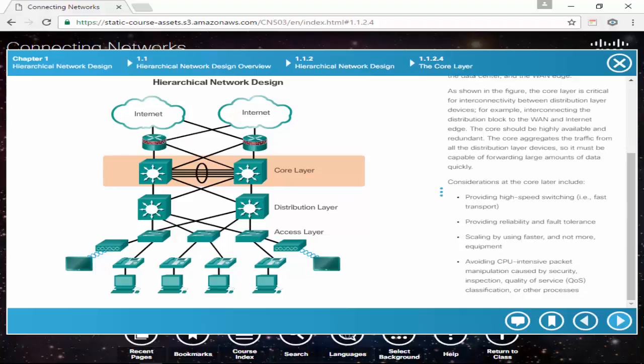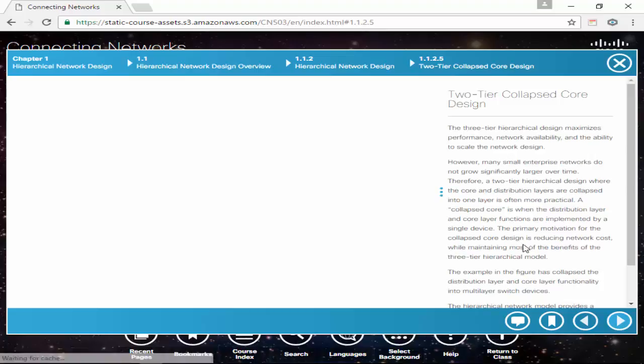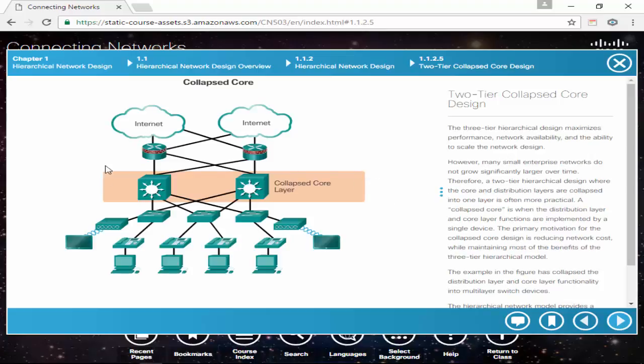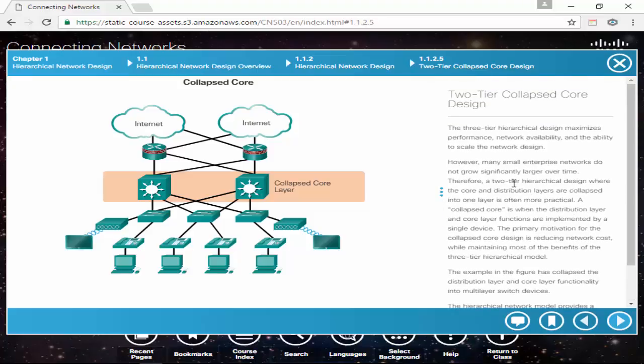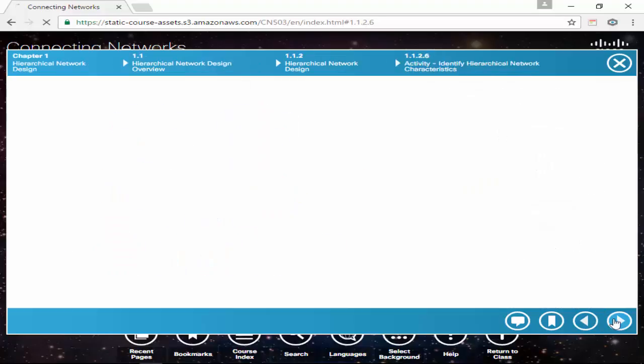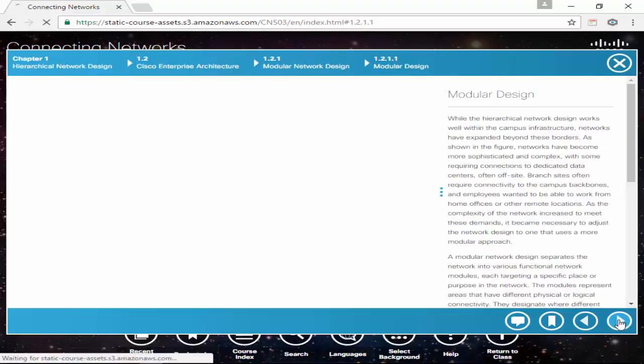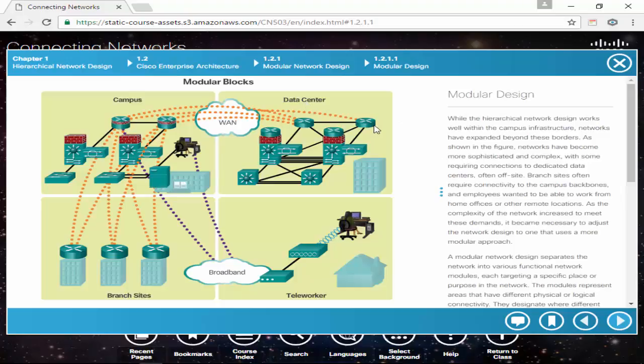Alright, so that's our core. So then, in a smaller environment, which usually they say if we have less than 5 sites, we use this collapsed core. I don't see it right here, but all it means is instead of separating out the core, the distribution layer does both the job of the core and of the distribution layer. So we have an access layer and a distribution, or we have an access layer and a collapsed core. So it's two-tiered. Okay, so then we get into modular design.